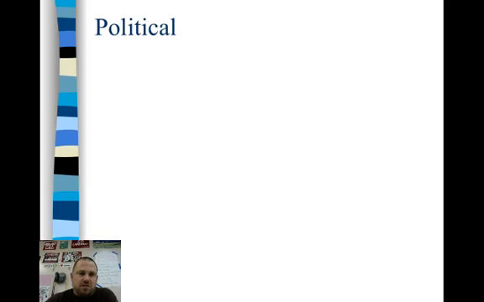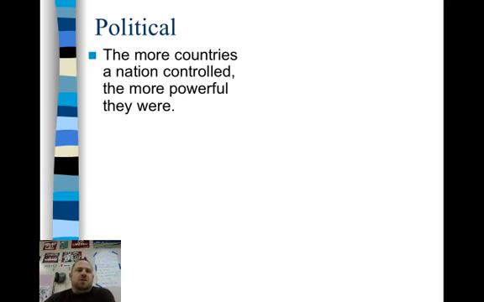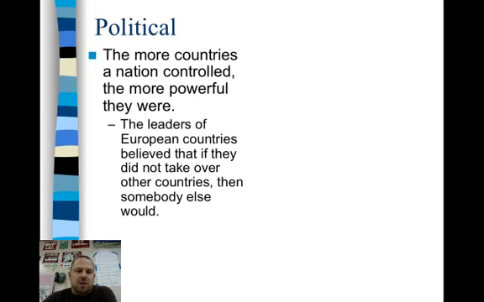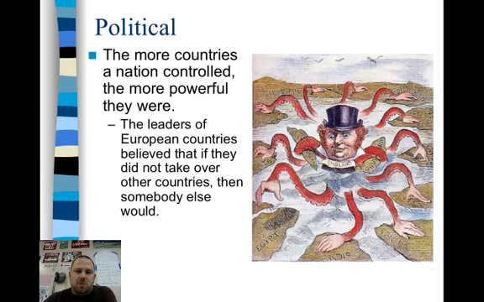Next up we have political motives. European countries believed that the more countries that they controlled, the more powerful they were and the more powerful they would be seen by other countries. The leaders of European countries, remember, were in big competition with each other before the Berlin Conference, and they believed that if they did not take over other countries, then some other country in Europe would. Why not make it be them?